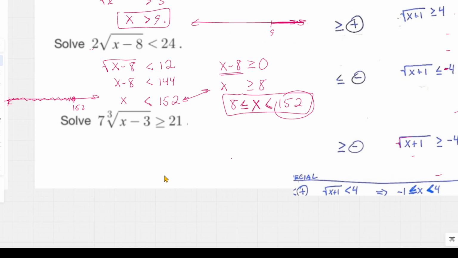All right. This last one, it's not a square root, so I don't have to do any of those considerations. There's no domain restriction. I don't have to do any of that. I can just solve this algebraically because it's an odd root. If it was an even, it would be exactly the same as the square roots. I'd have to make all those considerations for the domain restriction. Odd roots, no domain restriction, no problem.